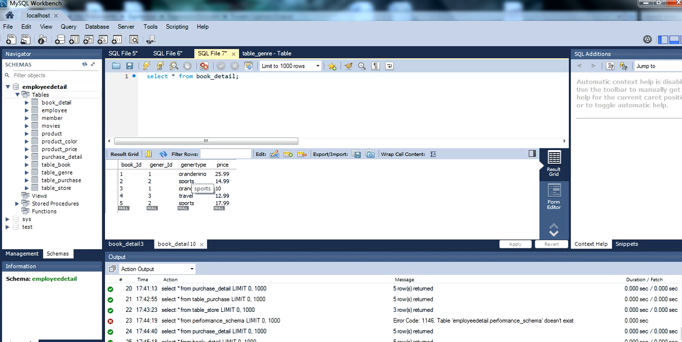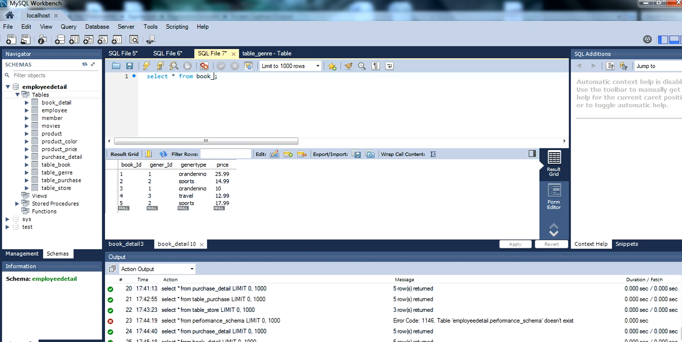In third normal form, we check that there is no transitive functional dependency, but a transitive dependency exists because book id determines genre id and genre id determines genre type. Therefore there is a transitive dependency. To remove this transitive functional dependency, we make two tables.